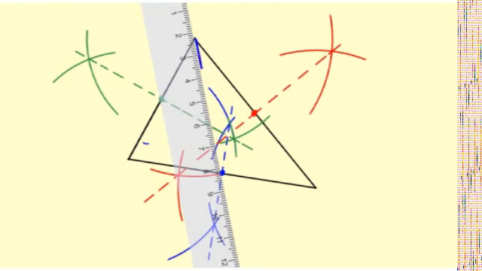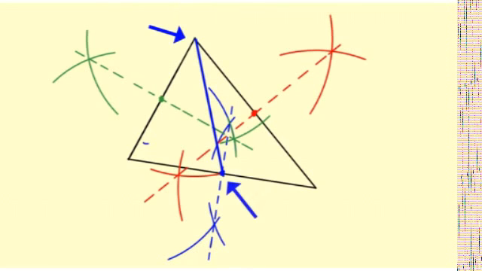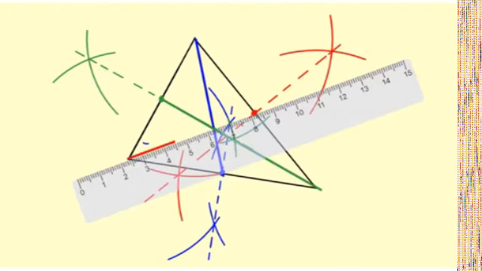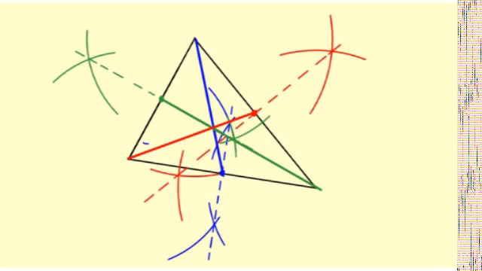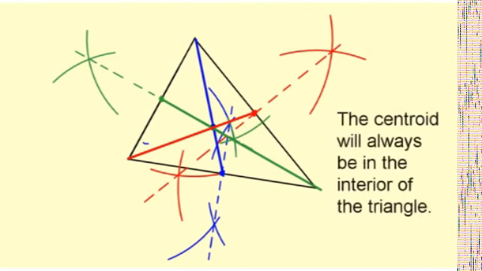Here's our first median. I'm going to use a thicker line just so that we can clearly see what the medians are and not get them confused with all of the other marks on the construction. Notice that I have gone from the vertex to the midpoint of the opposite side. And now I will draw the other two. All three of the medians intersect right here at a point that we call the centroid. The centroid will always be in the interior of the triangle.